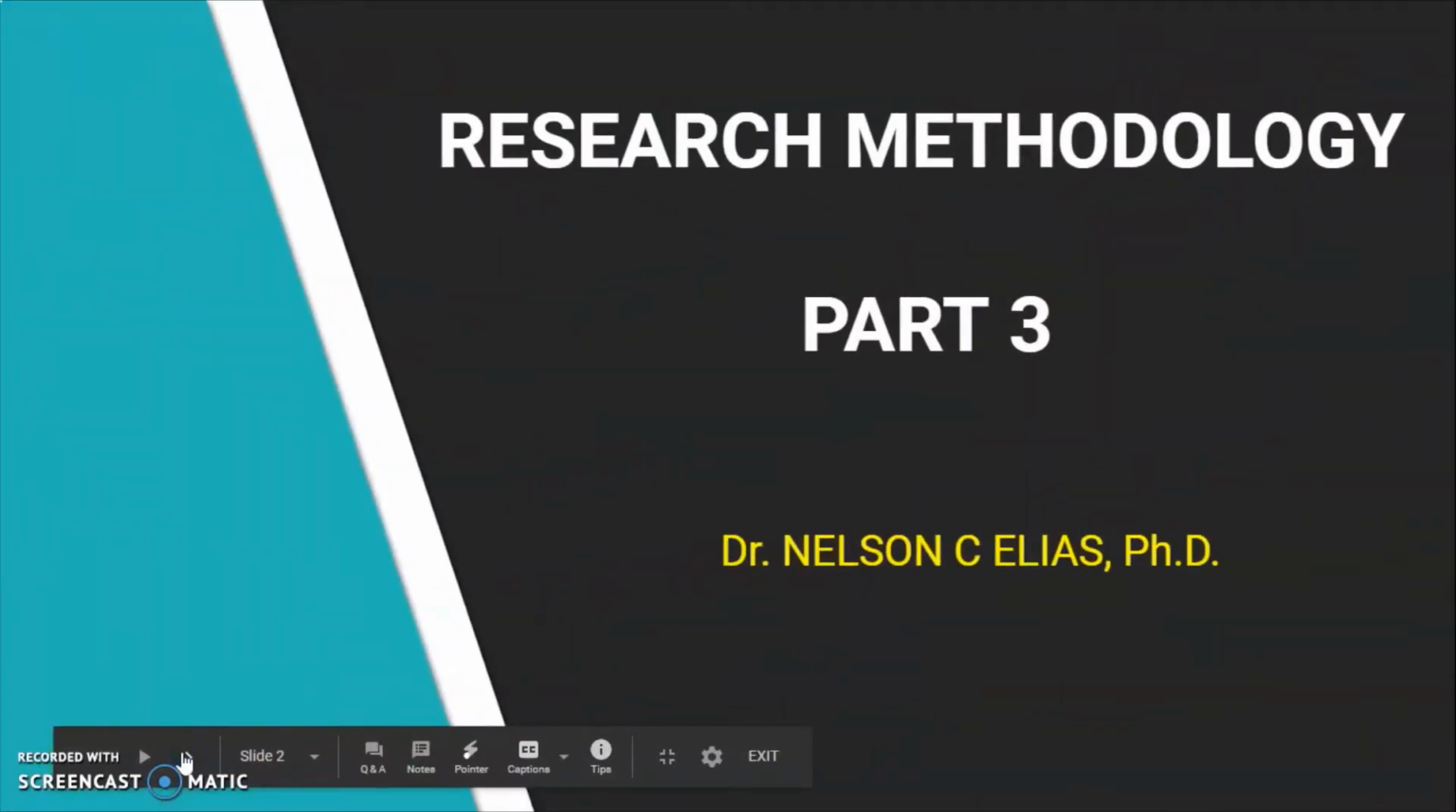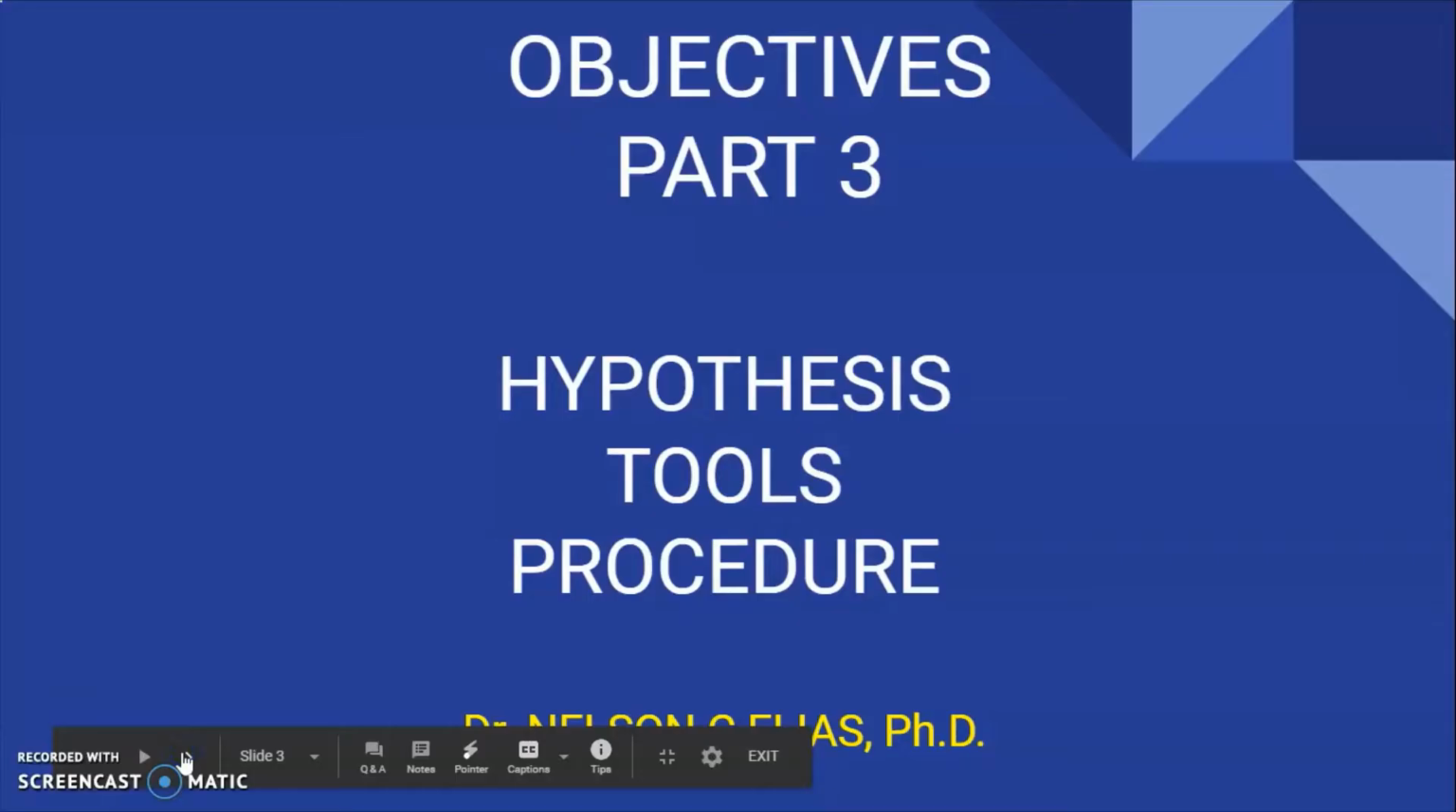Today we are going to have a class on research methodology part 3. This class contains the following things. That means here we are discussing the hypothesis, tools and procedures used as a part of research methodology.